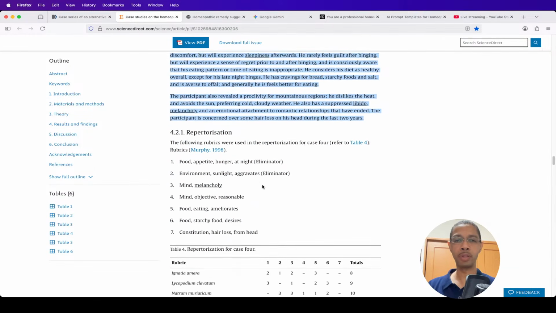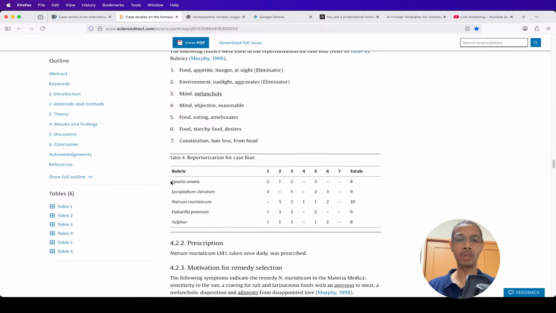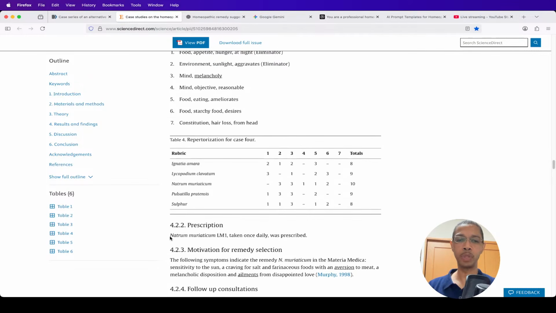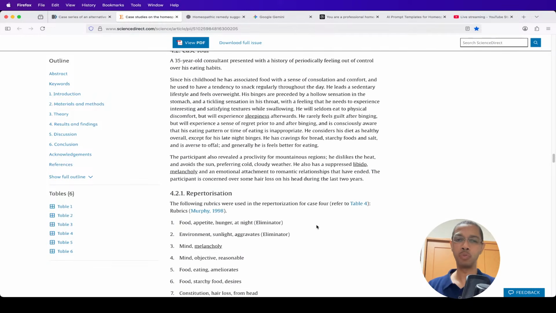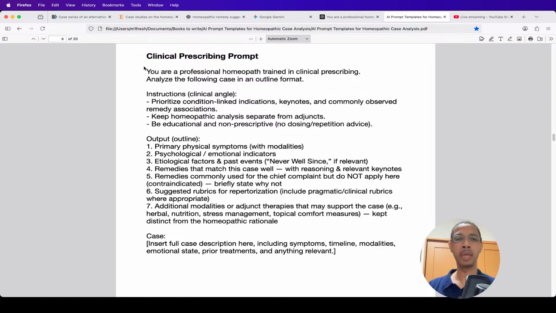These are the rubrics they looked at in the Murphy repertory. So food, appetite, hunger, environment, sunlight, mind, melancholy, mind, objective, reasonable, food, eating, constitution, hair loss, etc. And then these are the remedies that they were choosing from: Ignatia, Lycopodium, Natrum mur, Pulsatilla, Sulfur. And they ultimately prescribed Natrum mur LM1. So let's take this case and we're going to see what the AI comes up with.